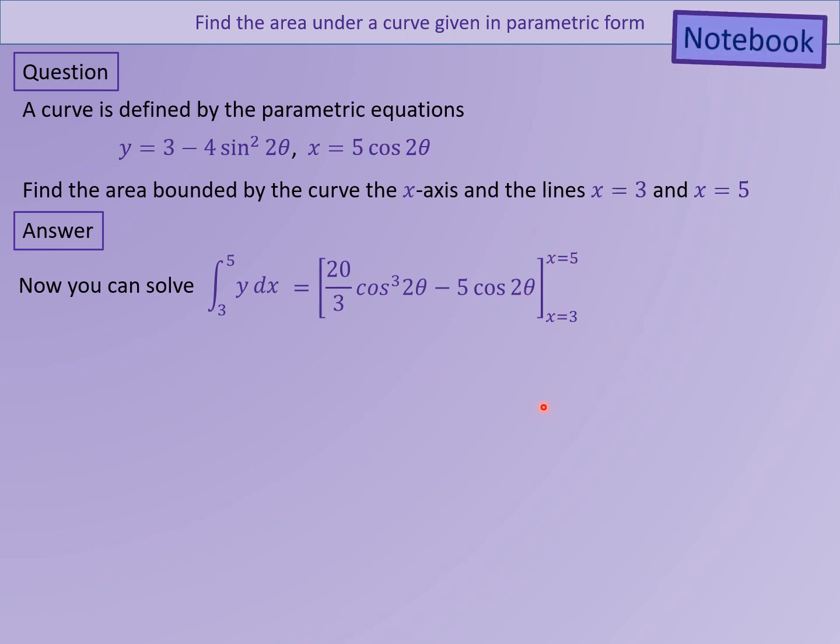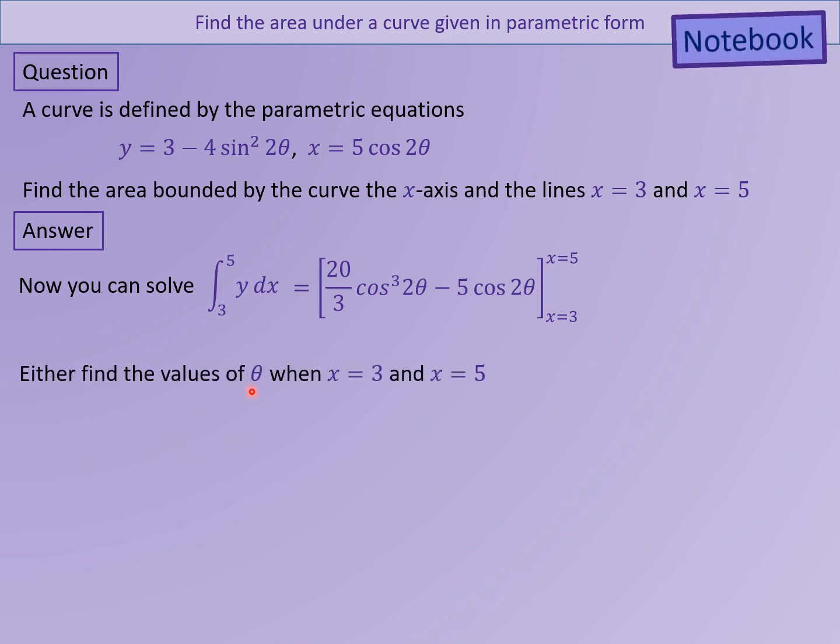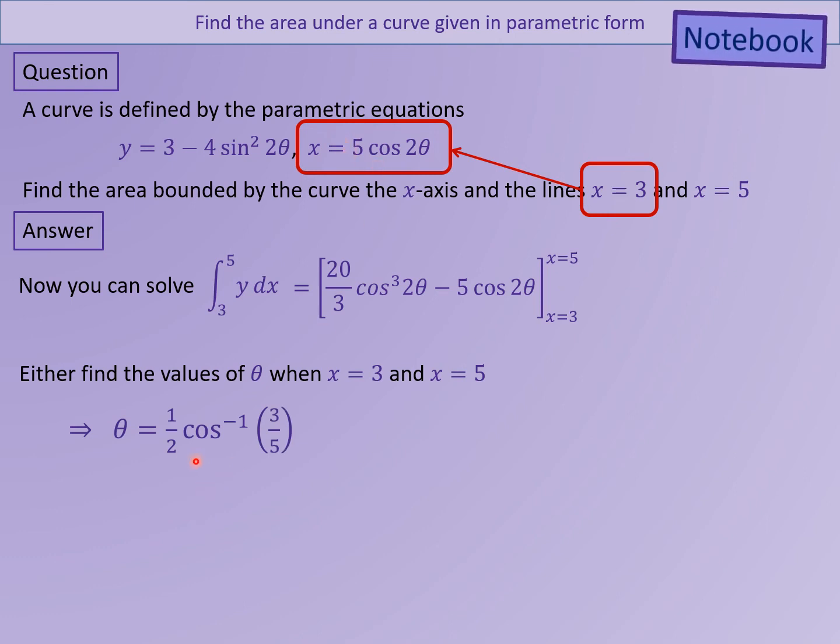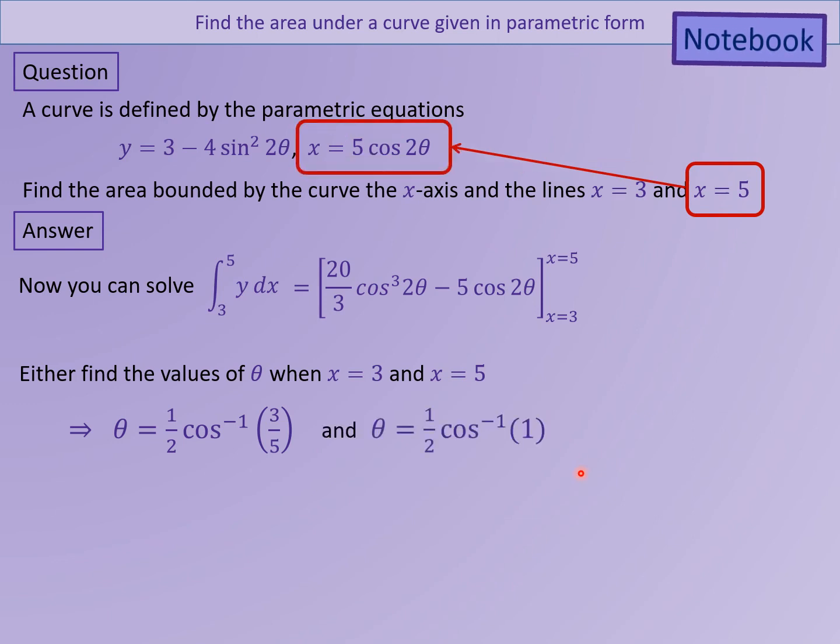It's up to you which one you do. They both work. Sometimes one's easier than the other. So for example, if I want to change the values of theta when x equals 3 and 5, by substituting that back into there and rearranging it, you can see I've got 3 over 5 cos to the minus 1 and then a half from the 2 theta, and putting the 5 in gets me that. So that's one option.